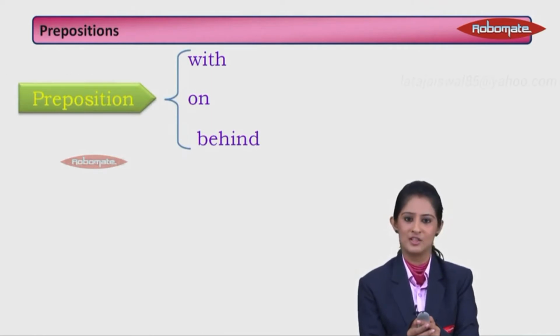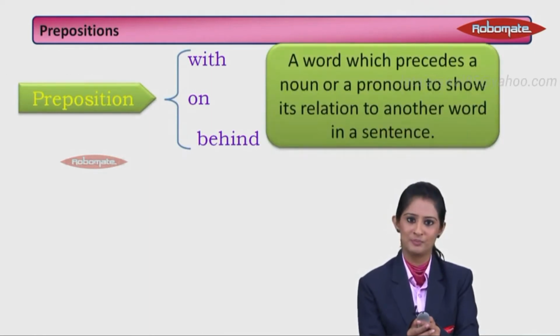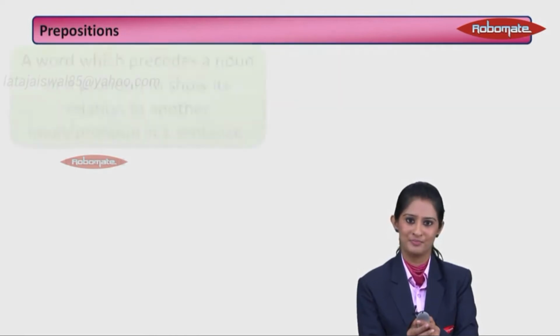So let's take a look at the definition. A preposition is a word which precedes a noun. Precedes, which means to come before. Again I repeat, a word which precedes a noun or pronoun to show its relation to another word in a sentence. That is our preposition.